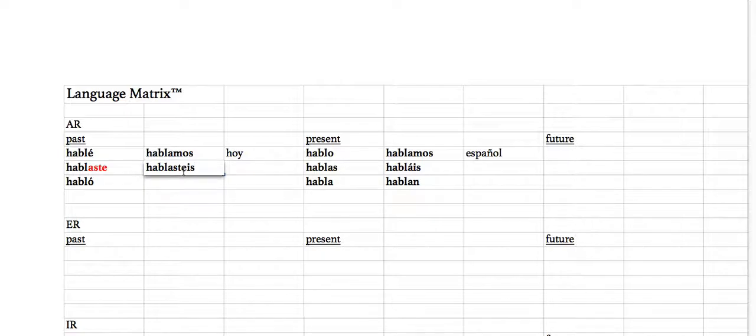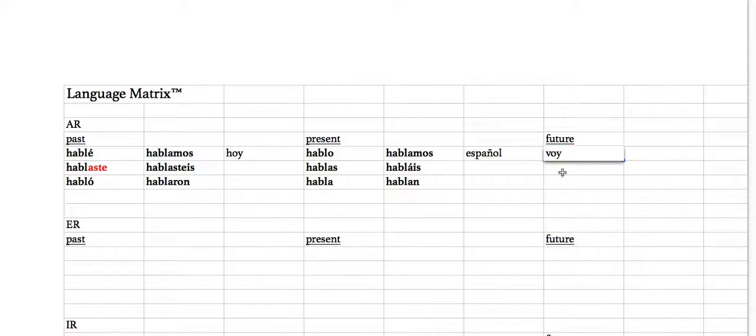Hablasteis. Is there an accent? Honestly, I'd never use vosotros. If there's an accent there, then let me know in the comments. Okay, like I forget what the deal is there. Hablaron, I never use it. Hablaron means you all or they spoke Spanish. So did y'all speak Spanish today? Would be hablaron español hoy, okay?